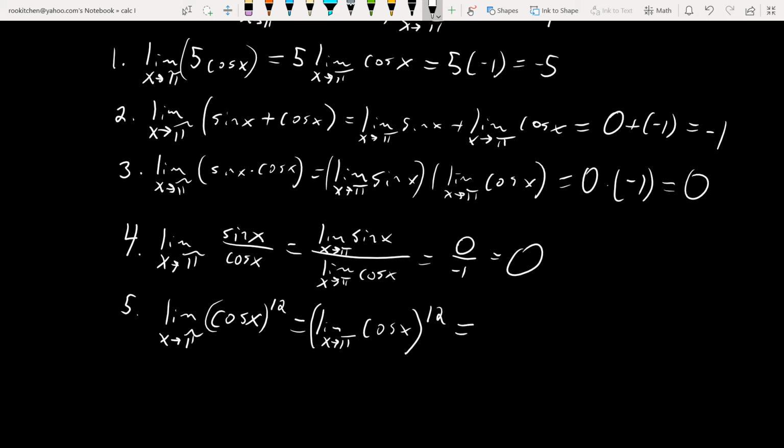So we can figure out the inside part. The limit as x goes to pi of cosine x is -1. And then we'll just raise that result to the 12th power. Of course, a negative to an even power is positive.